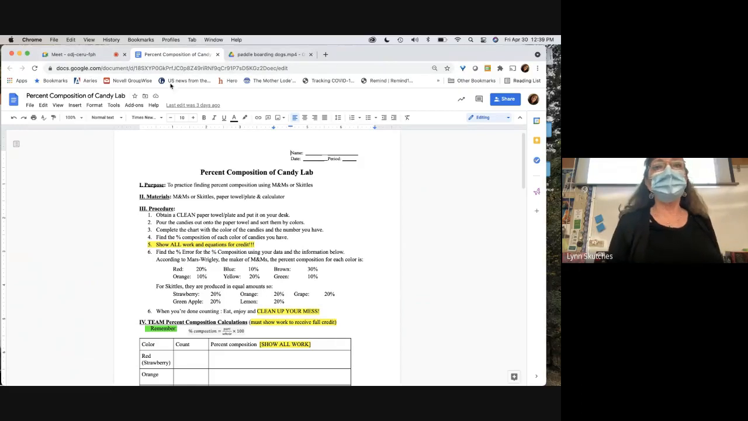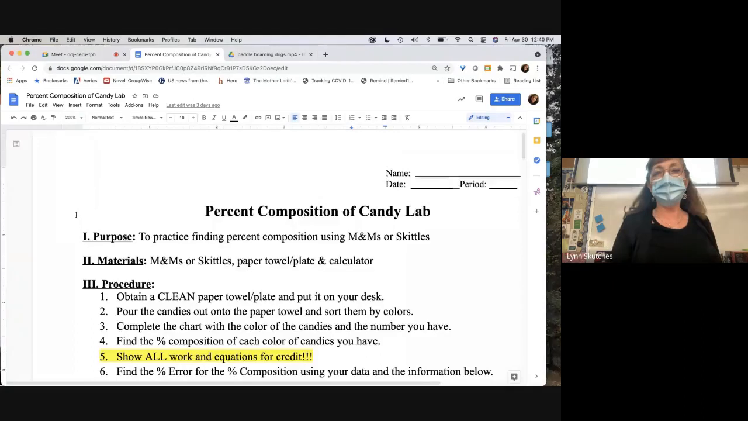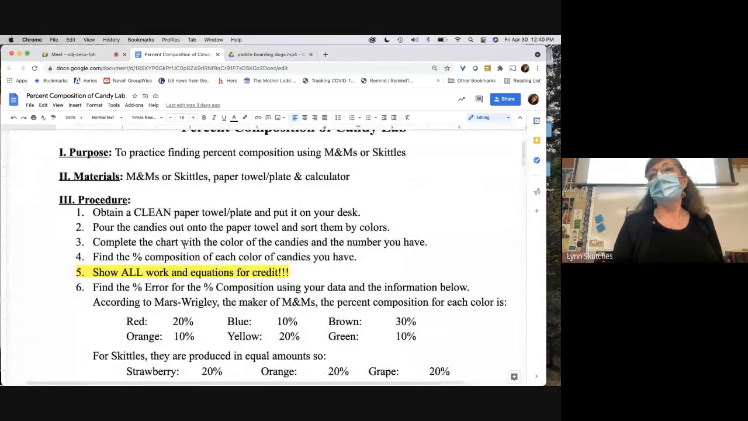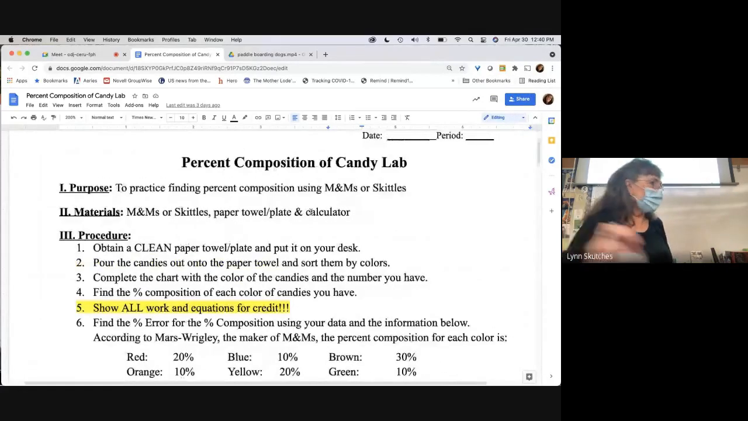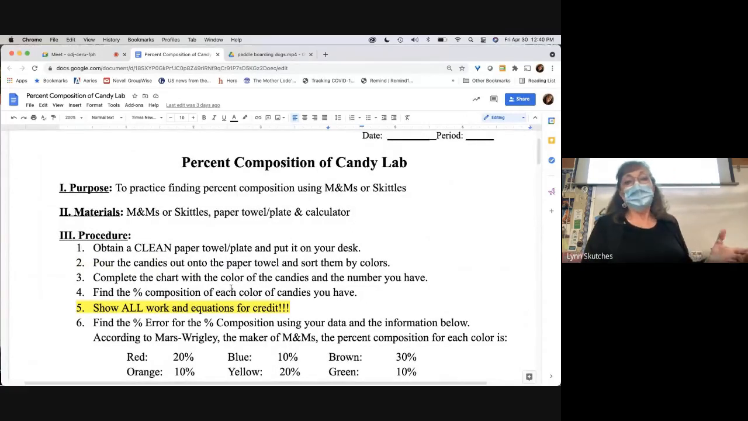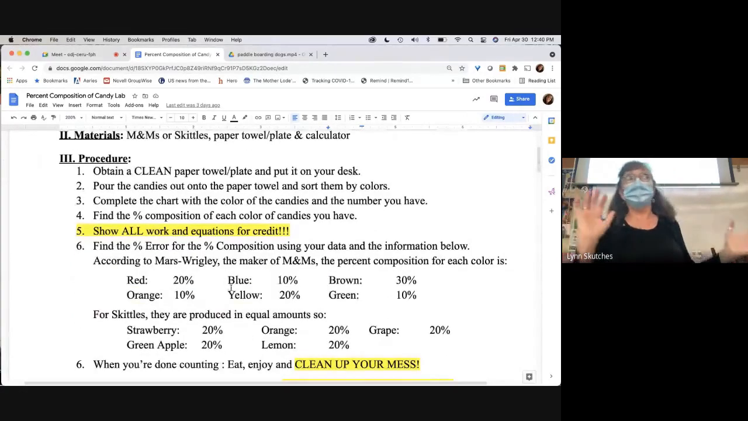Okay. So this is the lab. It's really straightforward. I just thought throwing in some candy would make it more fun, of course. This was originally written by somebody else for M&Ms. I added in the Skittles part. M&Ms actually come in different percentages in the bags. They're on purpose different percentages. The highest percentage is brown and the other ones are less.